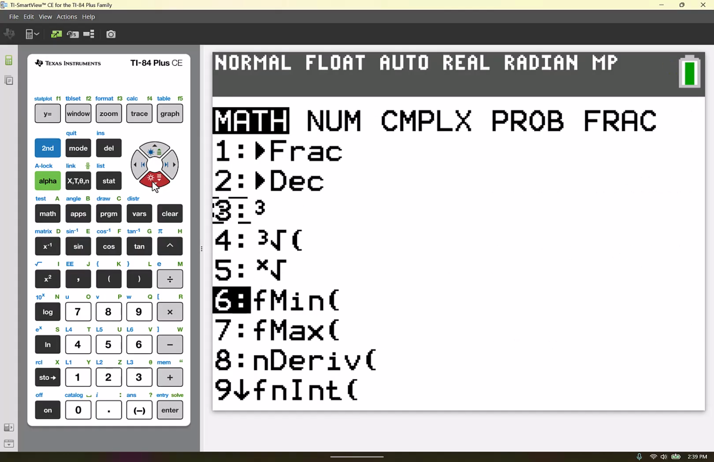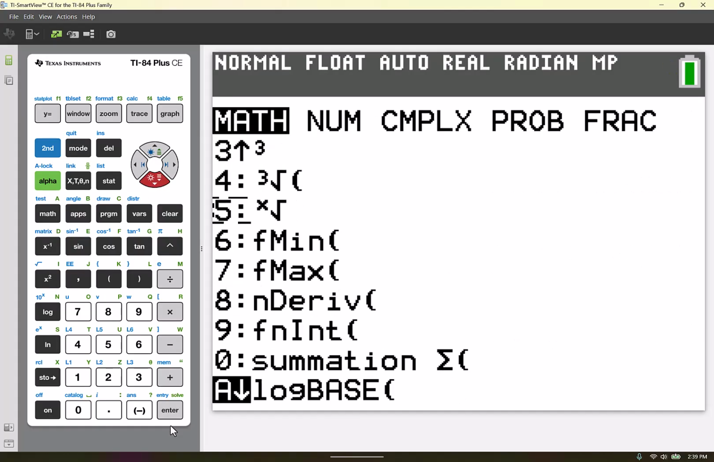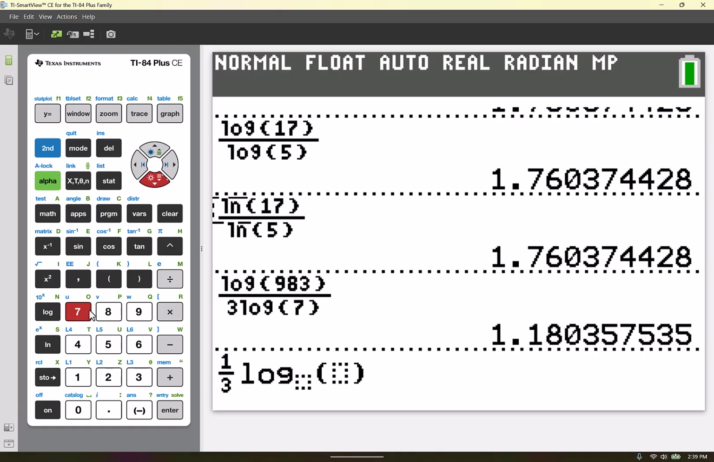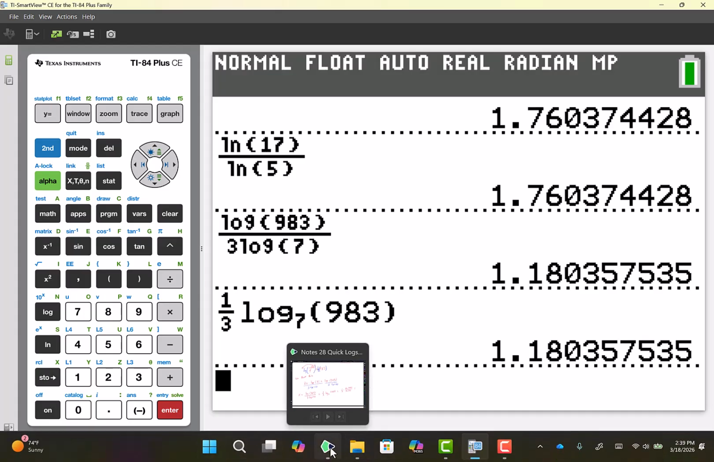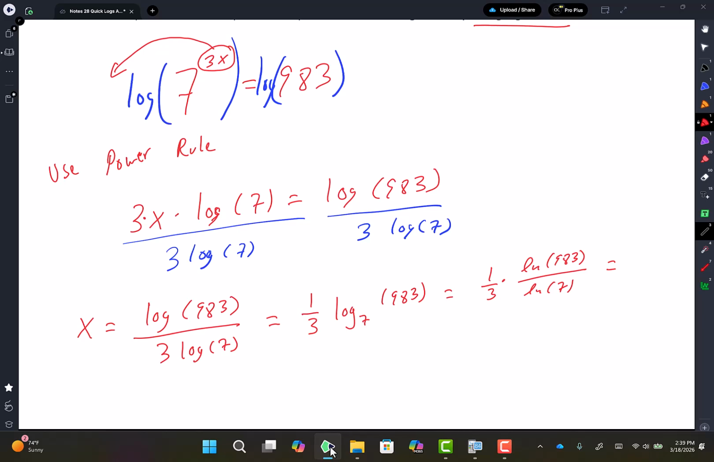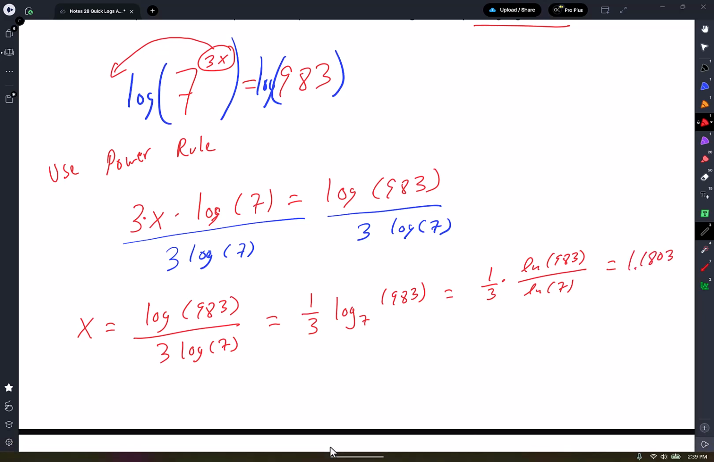Math, and then I go to log base, and look, it's going to be the same. Log base 7 of 983. OMG, it's the same thing, digit for digit. Isn't that cool? 1.18035. How are we feeling, guys?